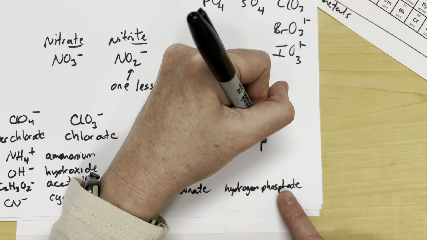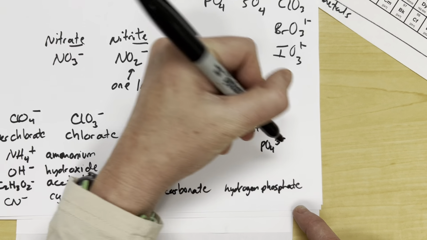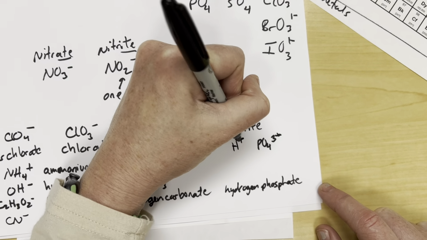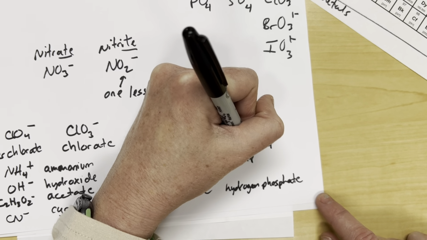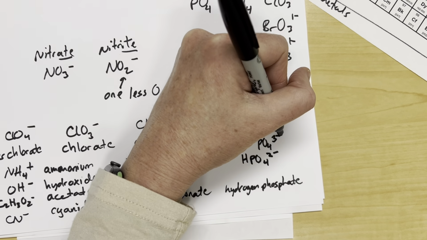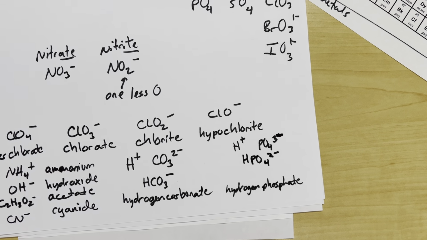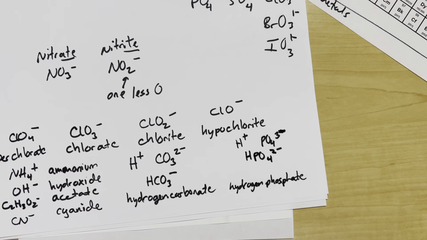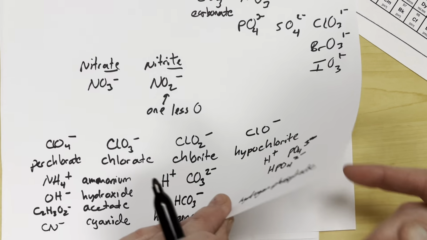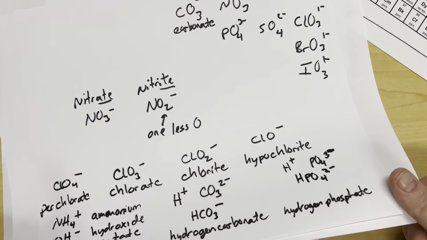we know phosphate is PO4, 3 negative, because we memorize it as PO4, 3 negative. We know hydrogen is an H plus, so when we mix them together, we get HPO4, but now it would have a 2 negative charge on it. And that's hydrogen phosphate. All right, so that's all the polyatomic ions that I can personally think of. If there's more, let me know, and I'll add them to the notes here.